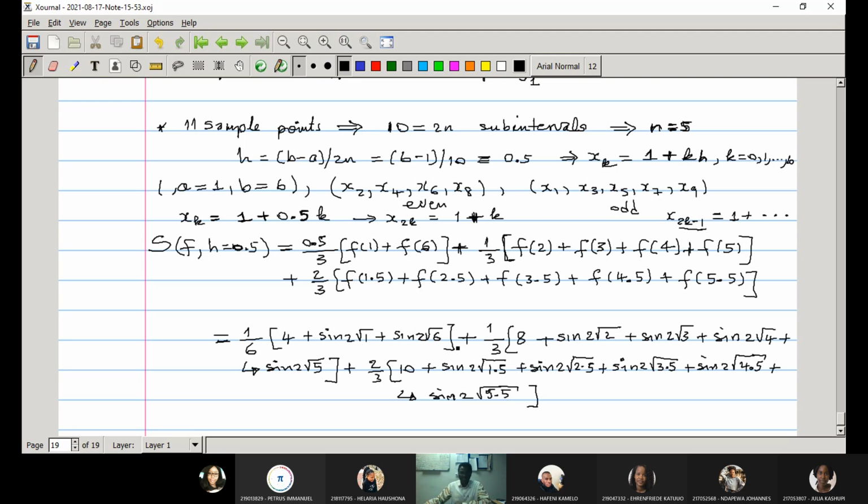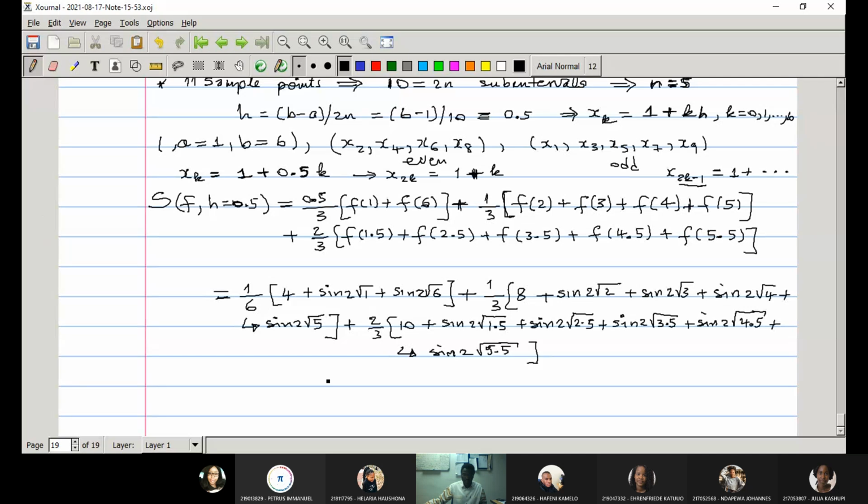Okay, so that is it. You take your calculator, you compute this. And never forget to set the mode of your calculator to radian. Each time you deal with trigonometric functions, always set your calculator to radian. I will not mention that enough.